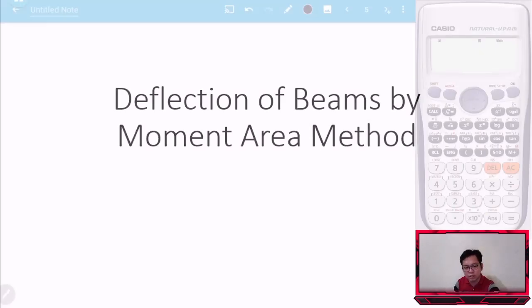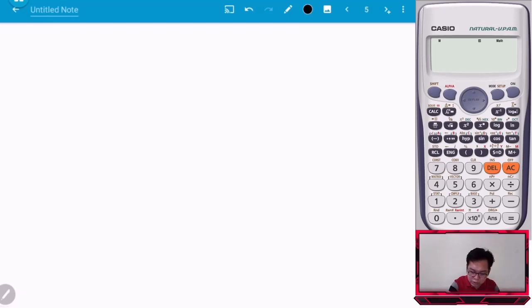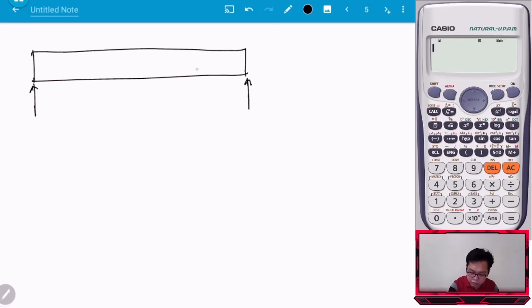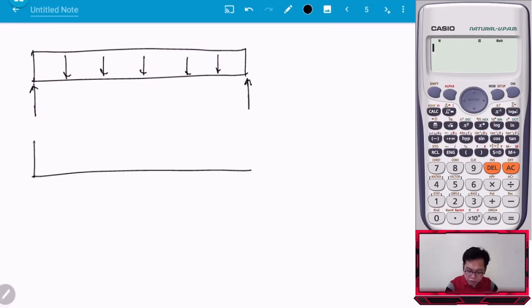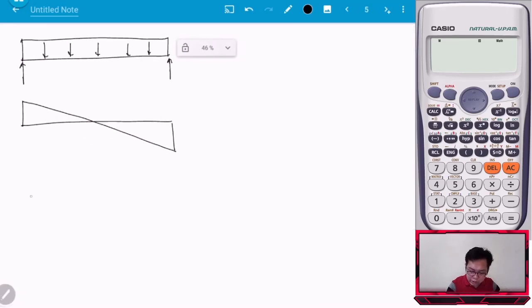So, for example, meron tayo nito. Simply supported beam. Tapos meron siyang uniformly distributed load. Okay, again, sorry kung medyo pangit yung drawings natin. So, yung shear natin, yung shear diagram, di ba? Upward due to the concentrated load, and then bababa, linear. Tapos tataas ulit. Okay? So, anyway, yung moment diagram natin is ganun.